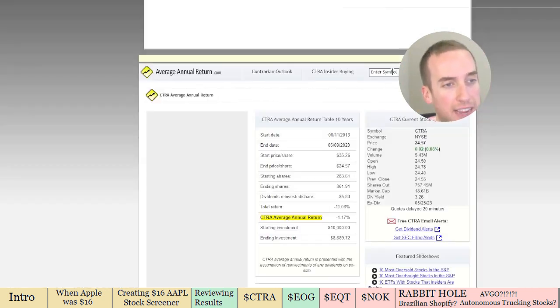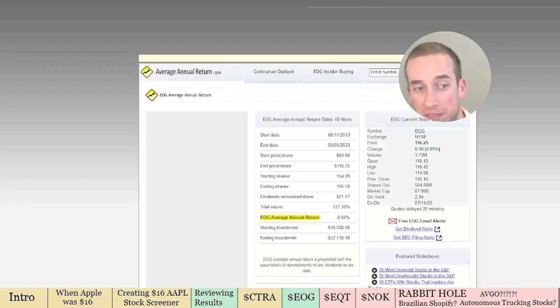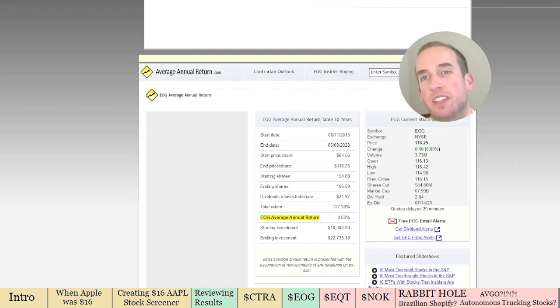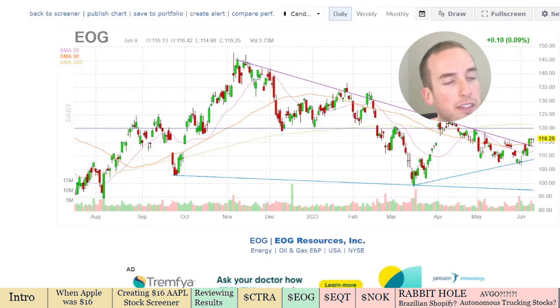All right, let's look at the last 10-year returns. EOG. I'm going to say 7%. 8.56%. Not bad, not bad. Apple was pushing, I think, 30% by that time, so a little bit behind the curve, but let's look at the data.